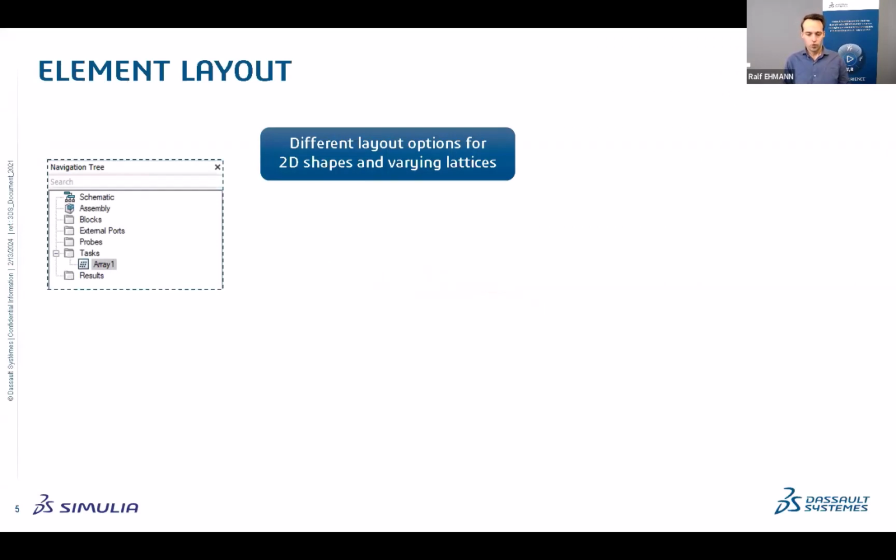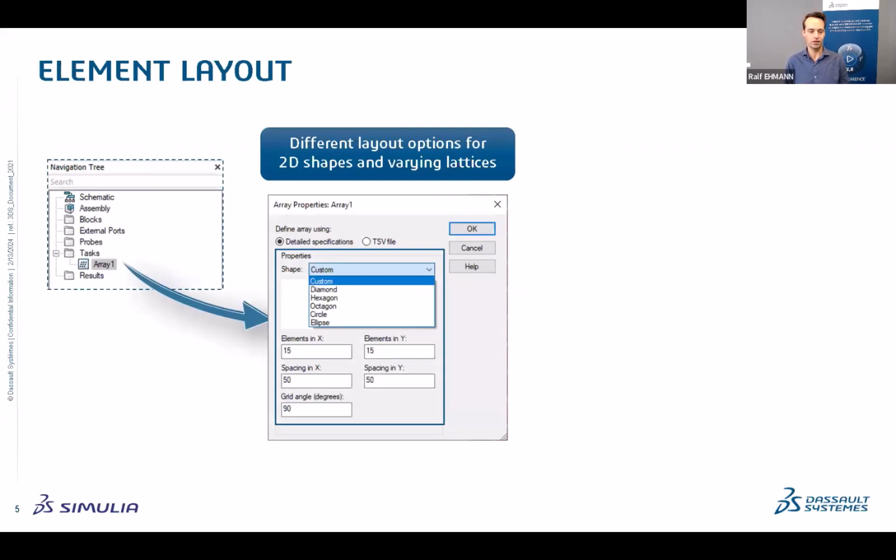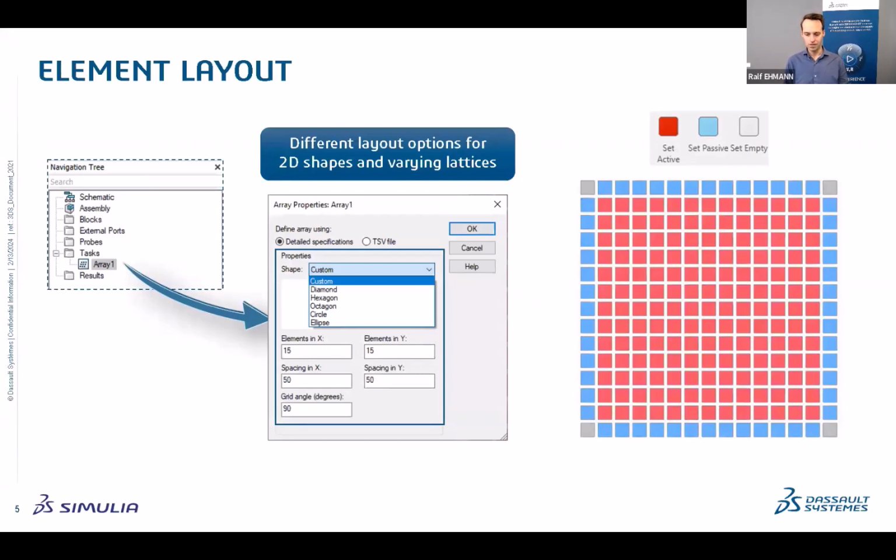So when you create an array task, there are different 2D shapes with varying lattices that you can select from. So really standard periodic structures that one can specify. You can also set which elements are active, which should be passive, so just terminated with their characteristic impedance, which are set to be empty.